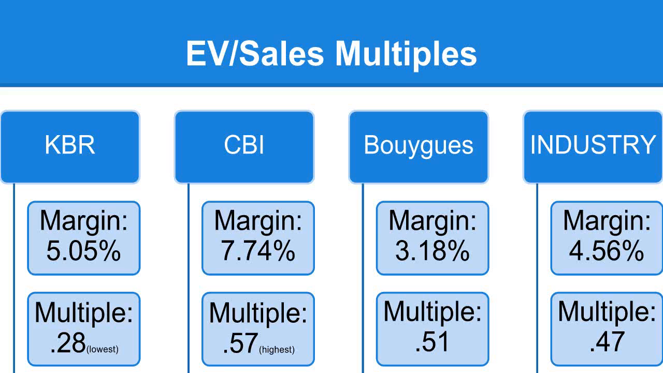To understand why, you have to calculate EV to sales in a slightly different way, which would be margins times your EV to EBIT multiple. And with that multiple, Boyd Gas had the highest multiple, which I will cover in the next section. So that's why they had low margins but a very high multiple. With that one exception, the companies with the lowest margins did have the lowest multiples. KBR, our firm, had the lowest margins at 5.05%, and they had the lowest multiple at 0.28. Chicago Bridge and Iron had the highest margins at 7.74%, and accordingly, they had the highest multiple at 0.57.